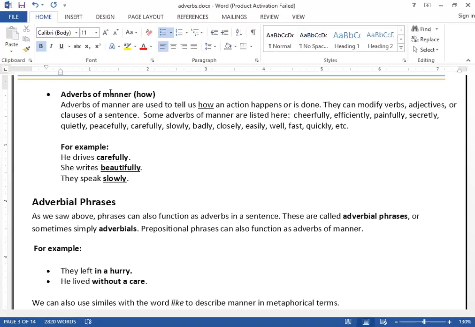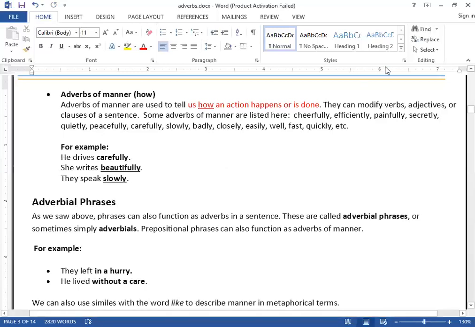Adverbs of manner are used to tell us how an action happened or is done. Adverb of manner gives you the answer for how. We have already studied yesterday that adverb gives the answer for how. So adverb of manner talks about how an action happened or is done, in what manner something is done. For example, I write. In what manner or how do I write? I write beautifully. I write slowly. So the word slowly is called an adverb. Beautifully is called an adverb.